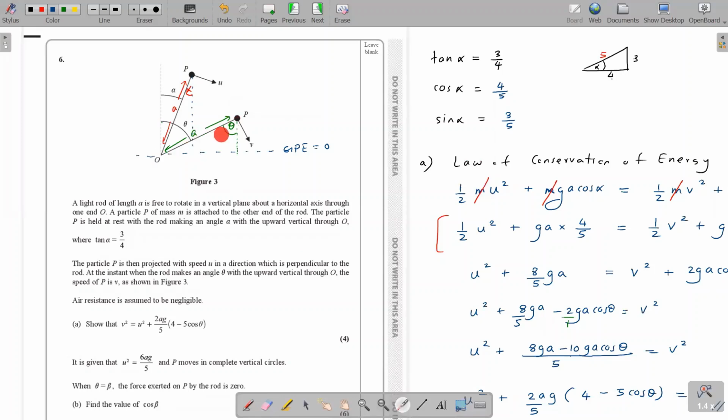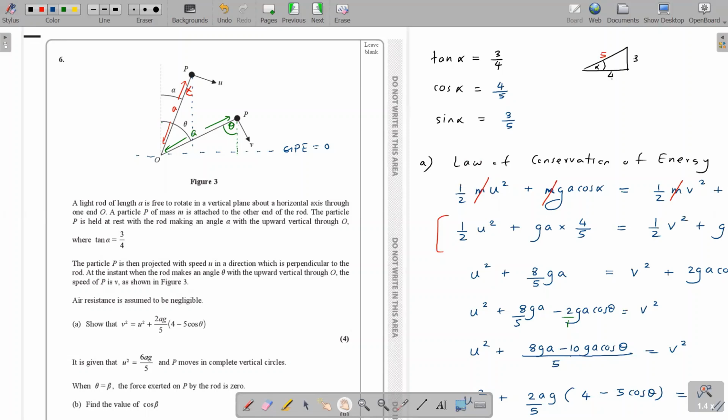Obviously, that is a tension here. Okay, so what we'll do here is first let's apply... Now I already applied the law of conservation of energy. So the remaining rule that we need to apply here is F equal ma towards the center for circular motion.